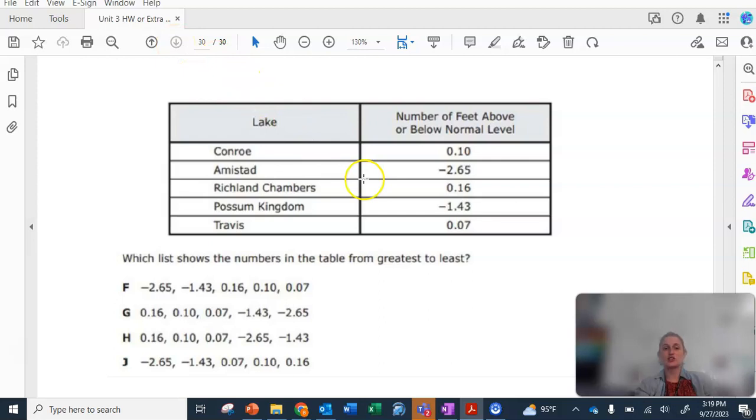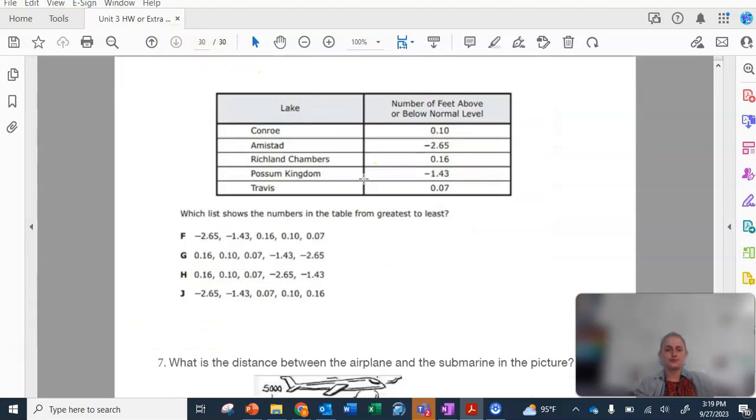Last page. Okay. Which list shows the numbers in the table from greatest to least? Greatest would be a positive number, so nope, not there. No. All right, I can see these two are the same. Notice that I haven't even looked at the list yet. I am just checking, like, if these are the same, then obviously that's not going to be the reason that I choose one over the other.